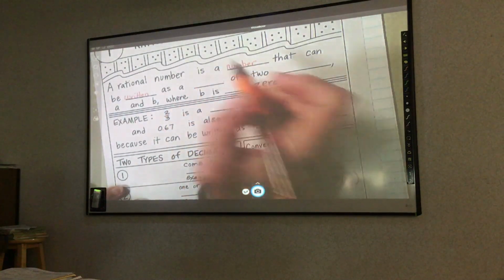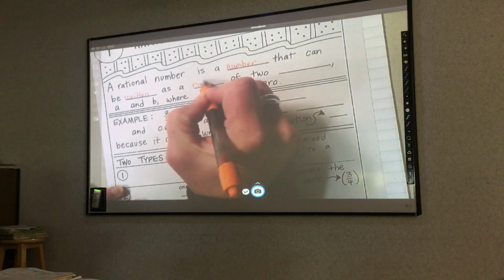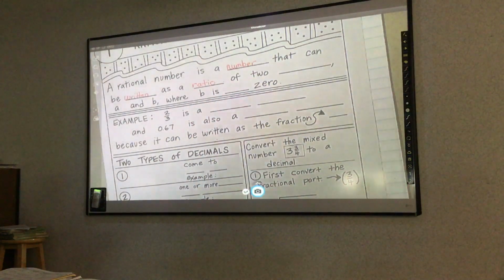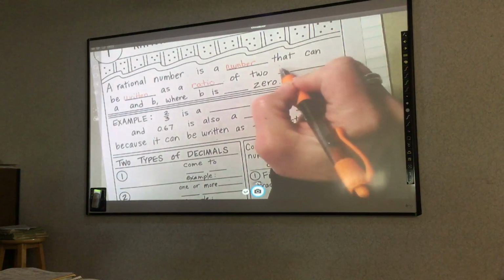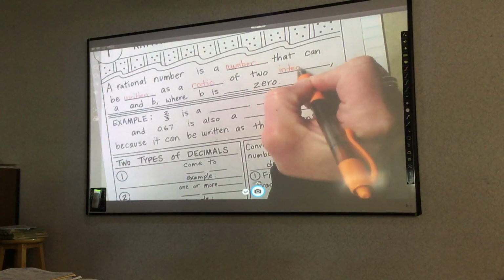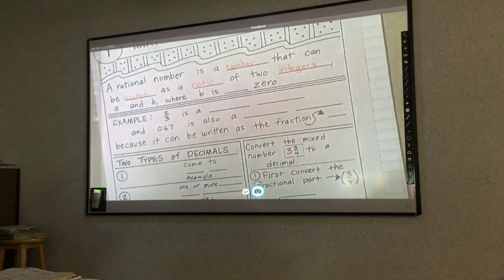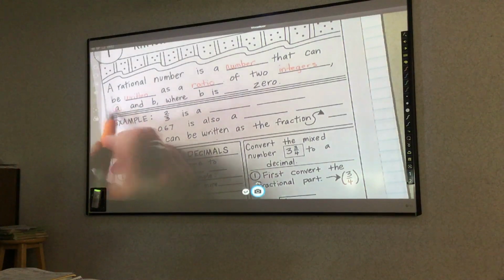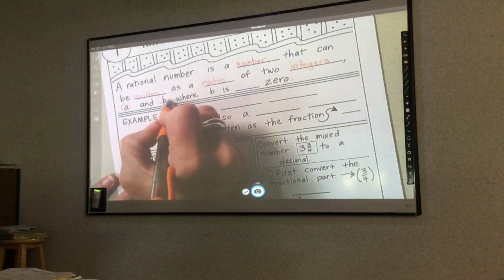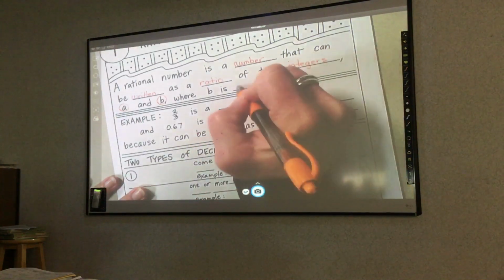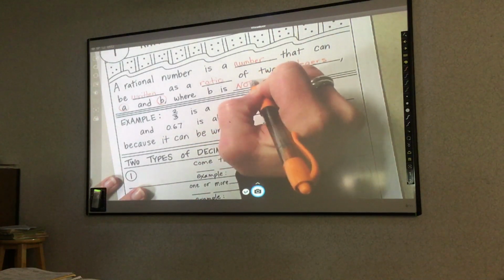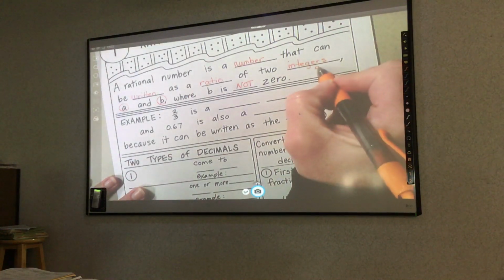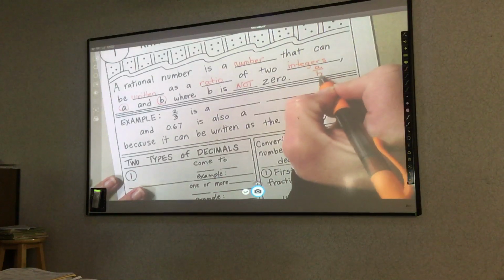It's close to a fraction. It's a ratio, which ratios basically are set up like fractions. And it's of two integers, A and B. We're going to focus on that. I want you to circle A and B, where B is not 0. So our ratio would actually look like A over B.